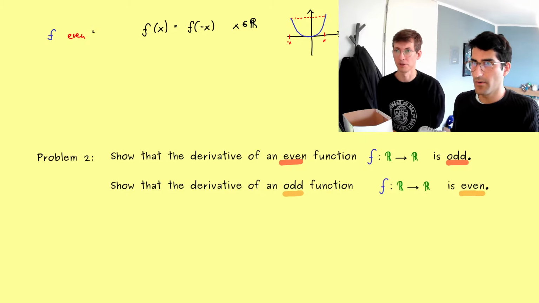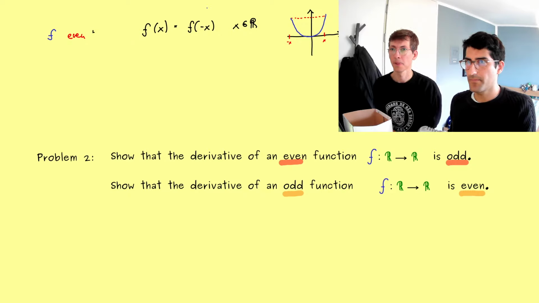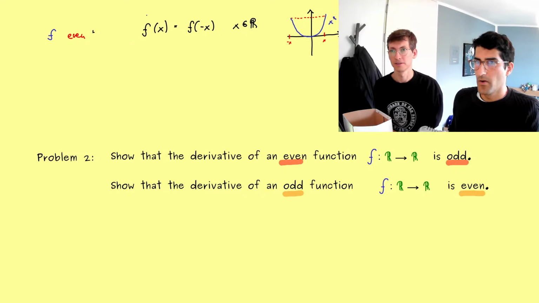So yeah, this is x squared. Maybe you can put it to the graph. Yeah, perfect. And now odd function.